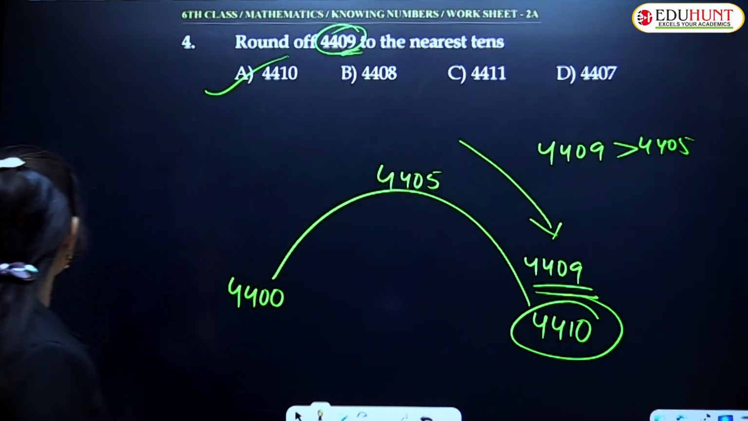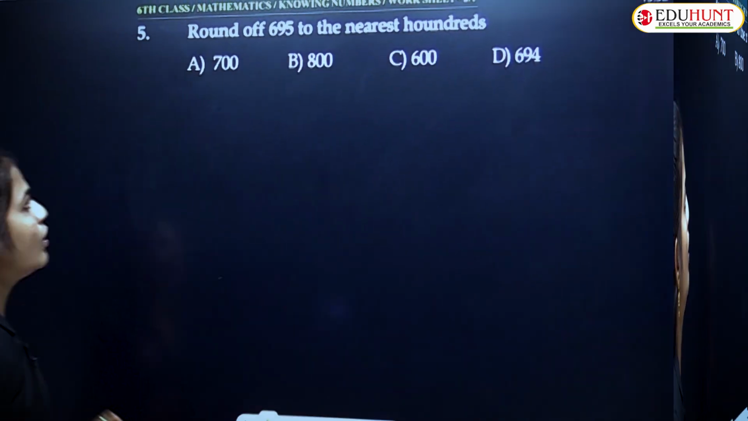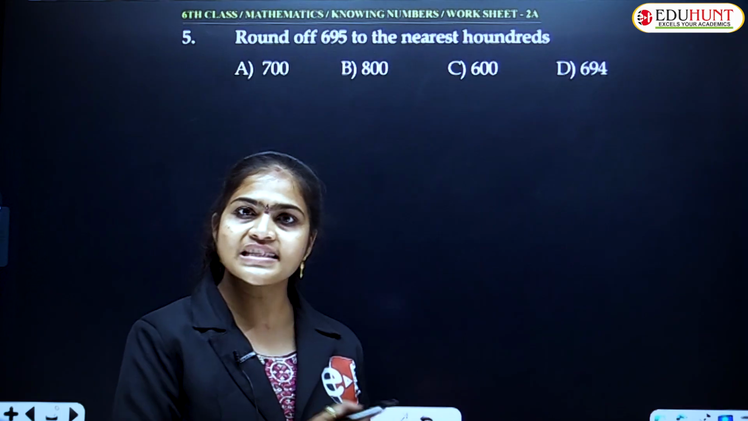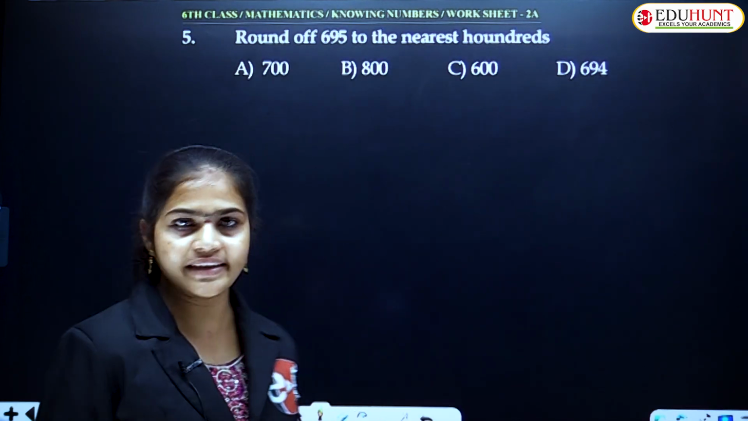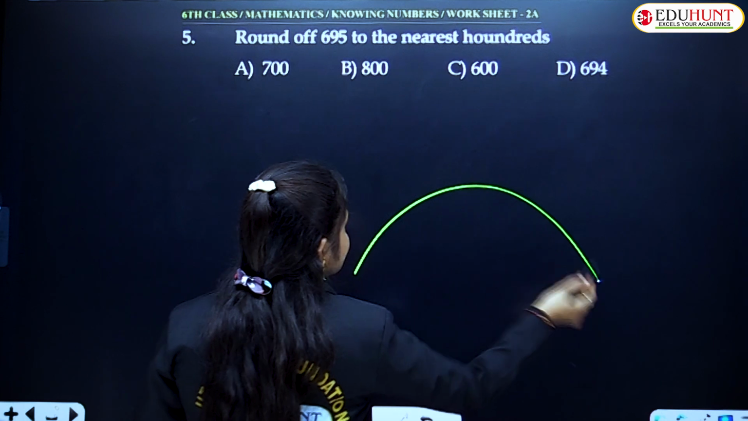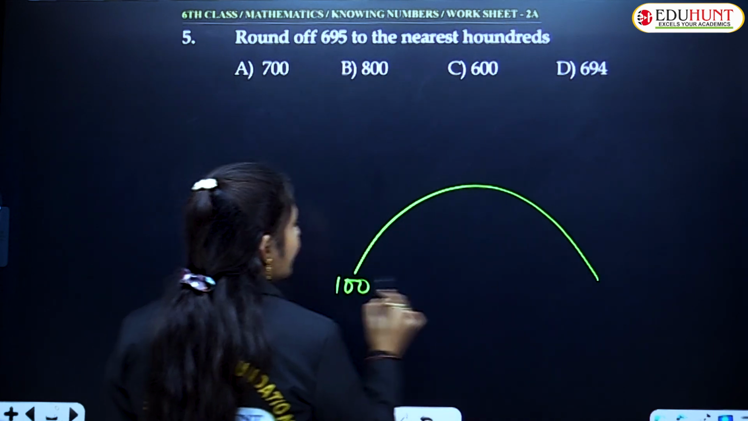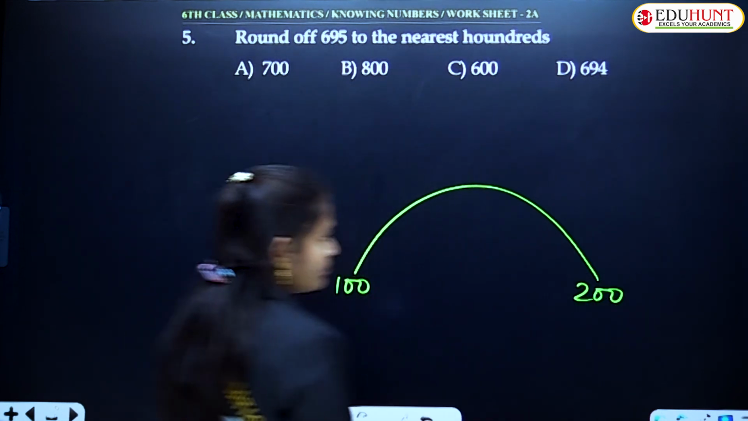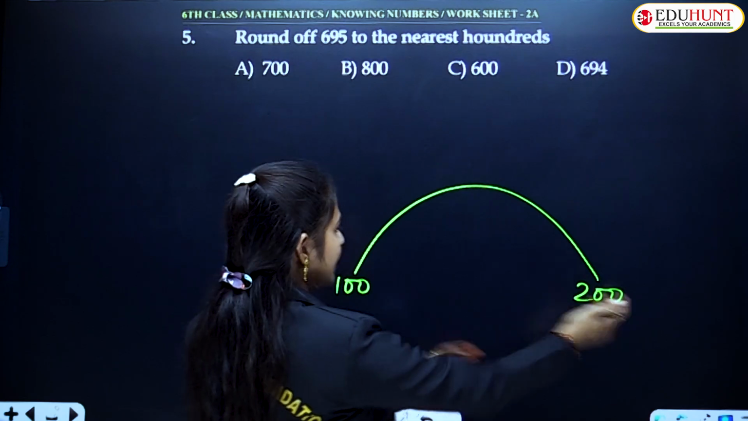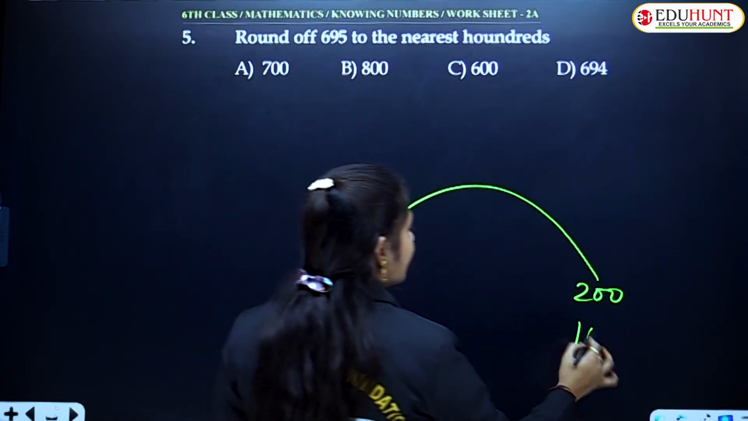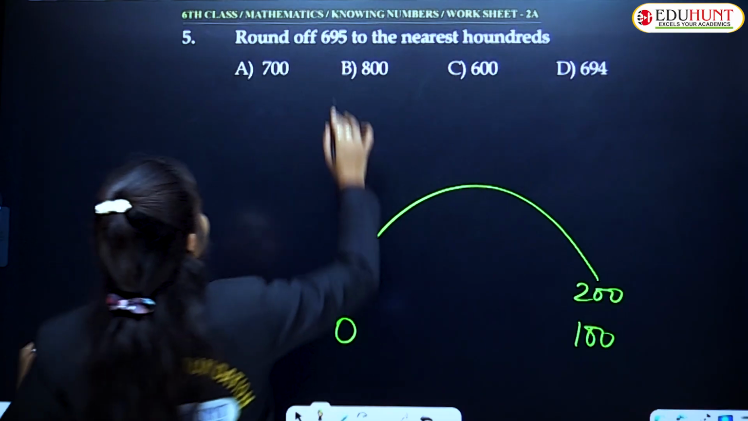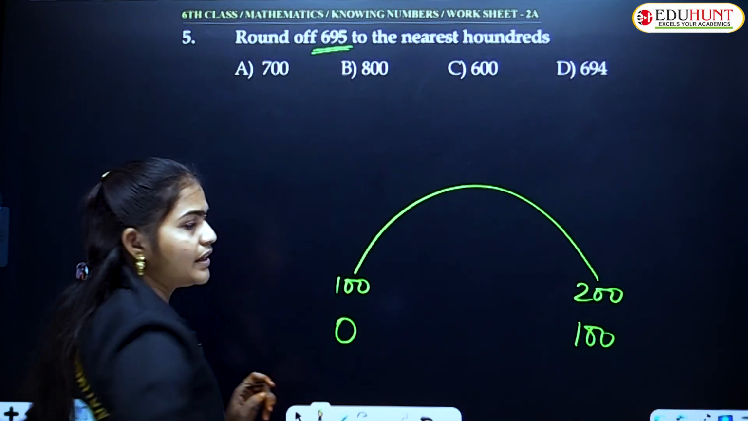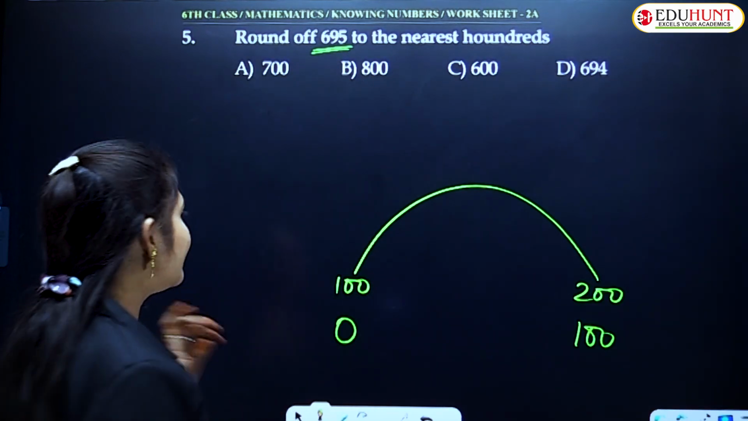Yes. Next, from here onwards, nearest hundreds. Nearest hundreds is also the same. Just take the difference as 100. They're asking hundreds, so for example here 100, then 200, 300, 400, or here 0, here 100. Understood? Now what number are they given? 695.